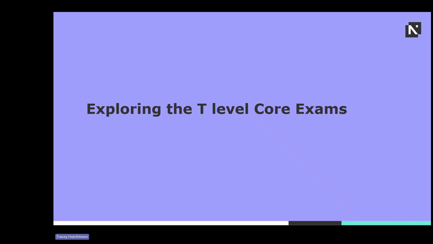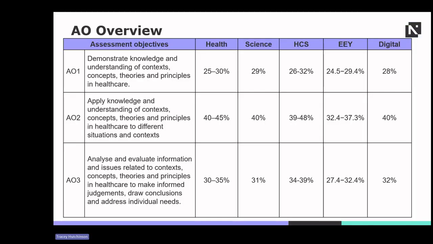So let's explore the T-level core exams. Here on the screen, you can see AO1, 2, and 3. Now, there are slight differentiations in the language. Obviously, this is an example for health and science, but they are pretty much the same in that they follow the demonstrate, apply, analyze, and evaluate hierarchy. What you can see is the weighting that each of the assessment objectives has. And as you can see, the majority of the assessment objectives weighting is to AO1 and AO2, with AO2 being one of the highest weighted across all of the qualification.